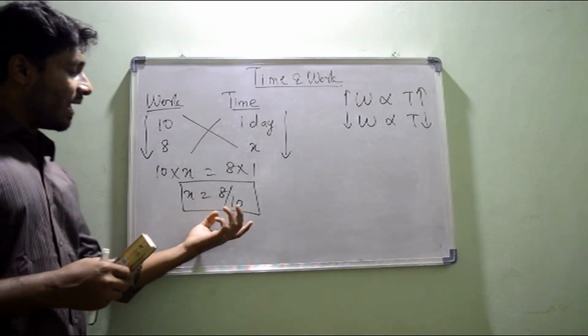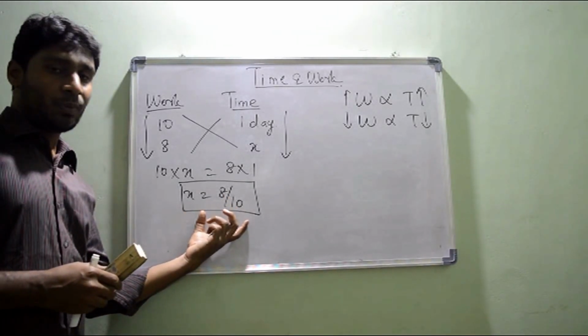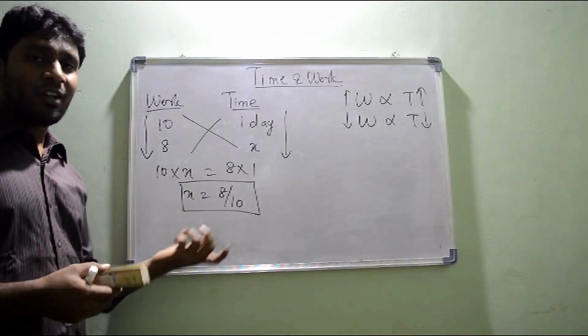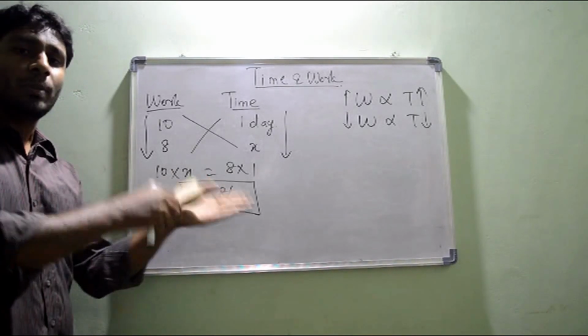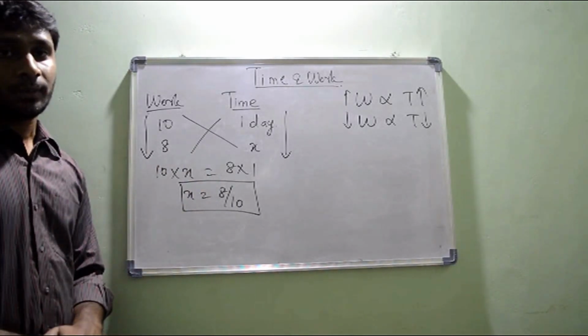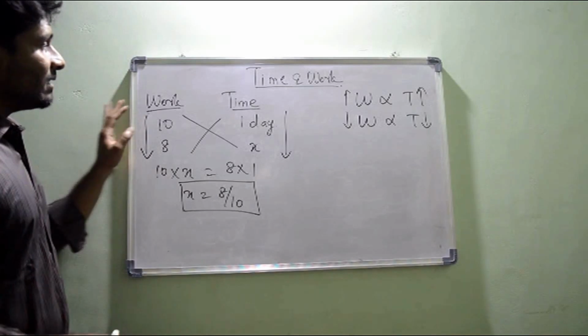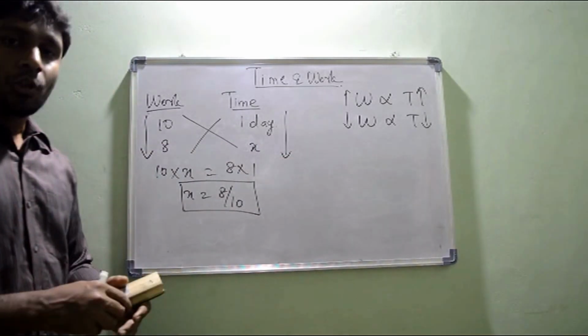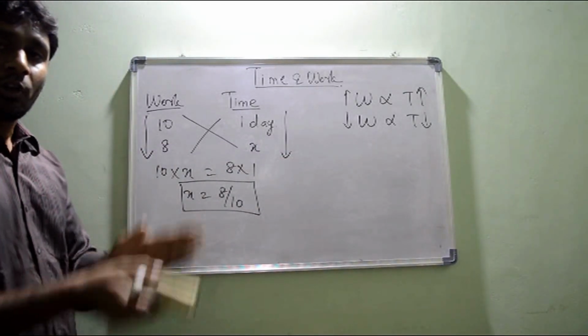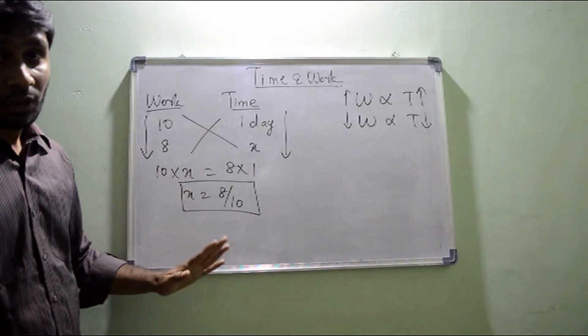Simple. I can again go for a factorization of this. So this simply becomes 4 by 5 of a day. So I will take 4 by 5 days to complete the remaining part of the work. Got it? So when it is direct proportion, always go for a cross multiplication, and that's what you have to do for this topic as a whole.